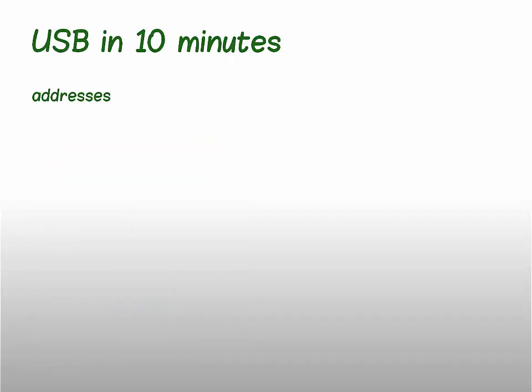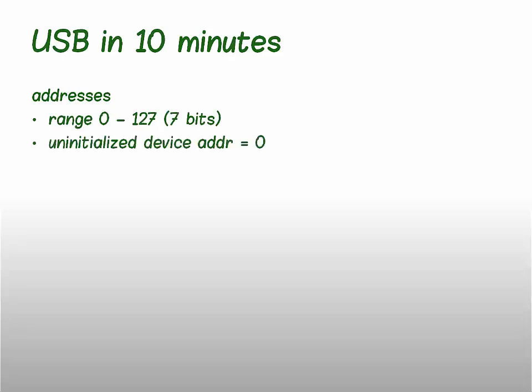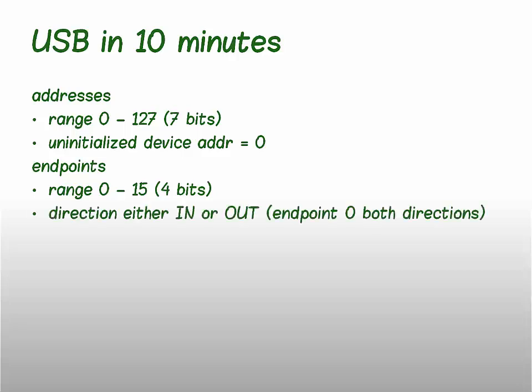Every device on the bus has an address. The address is 7 bits wide, with range from 0 to 127. Address 0 is reserved for uninitialized devices only. Each device has one or more endpoints. There may be up to 16 endpoints per device. Endpoints are one-way ports, sending data either to the host or receiving data from the host. Only endpoint 0 communicates in both directions, and this endpoint is used for configuration of the device.